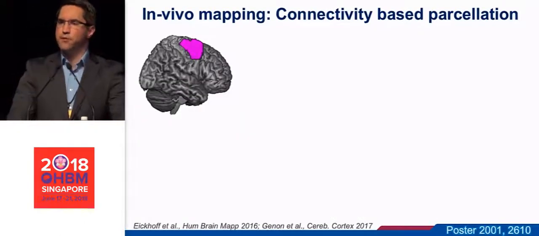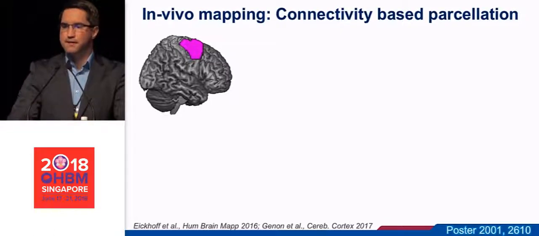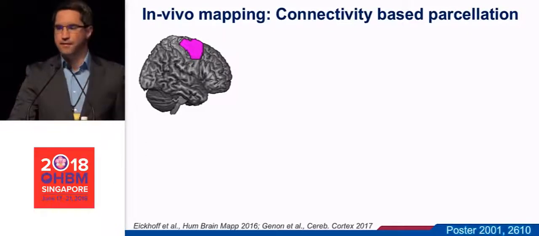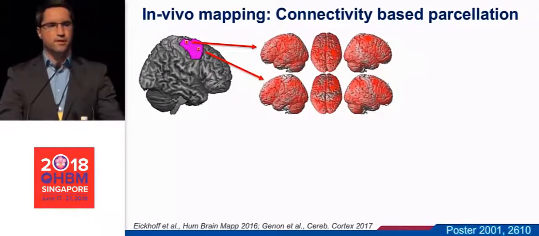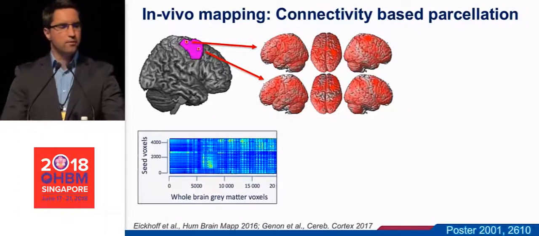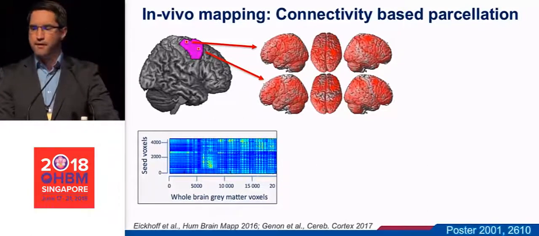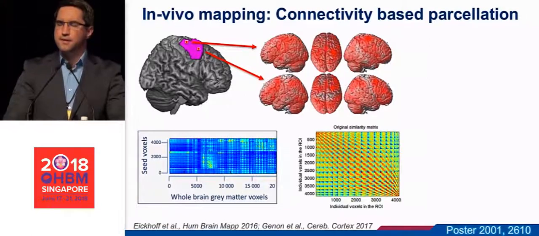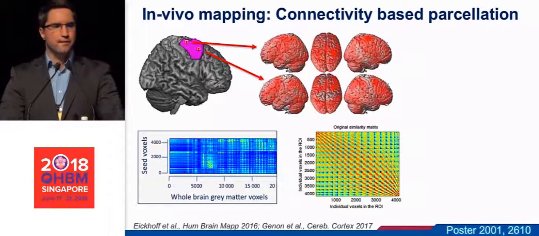As a complementary approach, however, we can also map the brain in vivo using connectivity-based parcellation. The key idea here is that we have a region of interest, as indicated here in the violet color, and then for each individual voxel in that region of interest, we compute the whole brain connectivity profile. From this, we can compute the connectivity matrix of the number of seed voxels times the number of voxels in the rest of the brain, and a cross-correlation matrix telling us how similar each pair of seed voxels is in terms of their connectivity pattern.